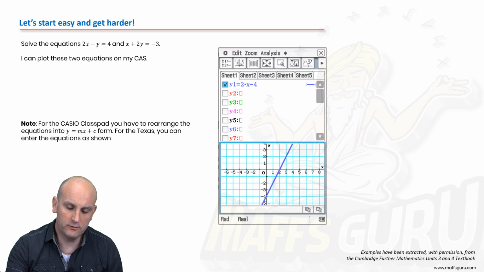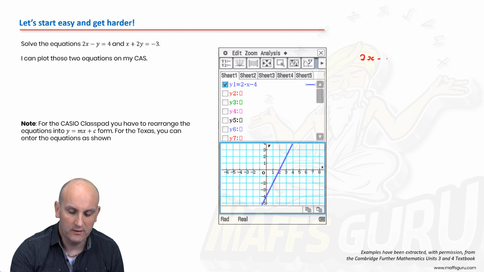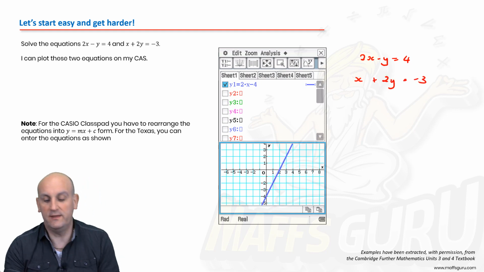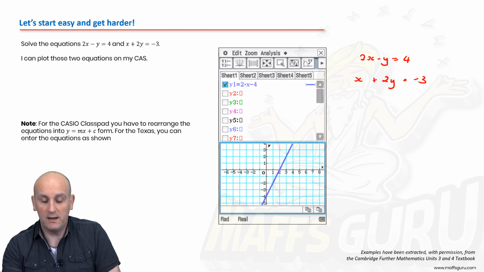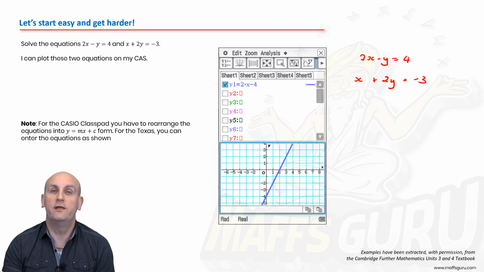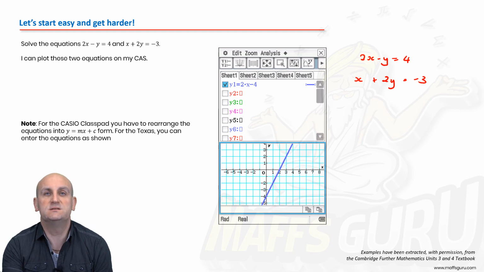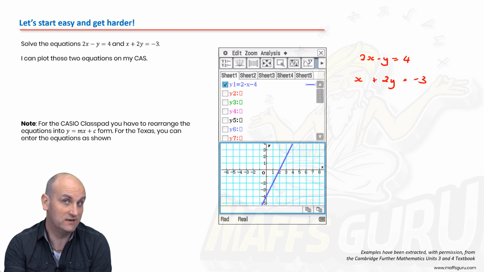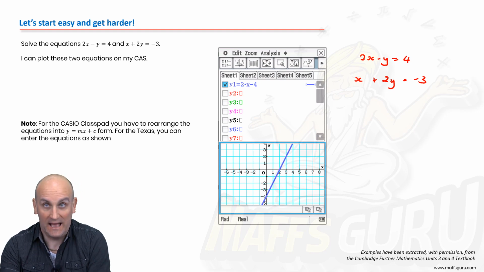So the first thing I'm going to be doing is solving the equations 2x minus y equals 4 and x plus 2y equals minus 3. Again, there are two equations there, two completely different straight lines. They're written in intercept form because for some reason with simultaneous equations we find it easier to do it that way. Not necessarily the easiest way, but it's a way of doing it.